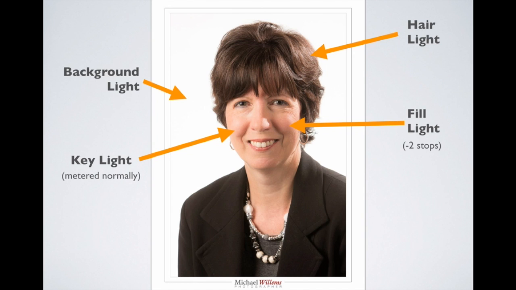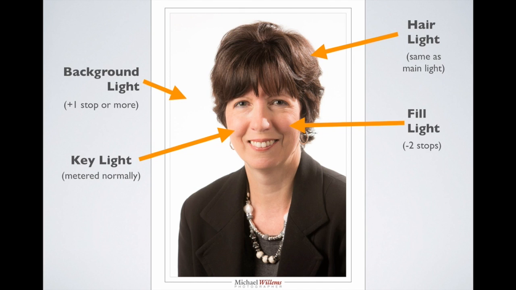The fill light you make 2 stops darker, so it should read f4 on the flash meter. The hair light, you usually make it about the same as the key light. You can make it brighter, but usually you make it the same as the key light roughly, and then you finesse from there. And then finally the background light, well that depends.